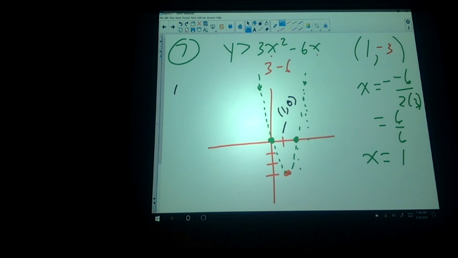So I have 0 is greater than 3 times 1 squared, which is 3, minus 6 times 1, so I have negative 6. So 0 is greater than negative 3. That's true. So I shade inside the parabola because that's where the true exists.